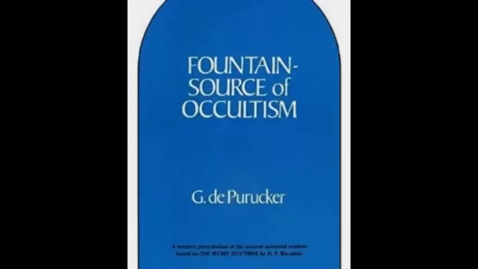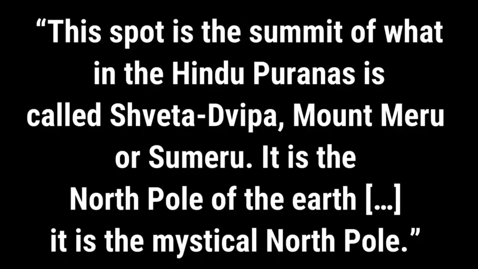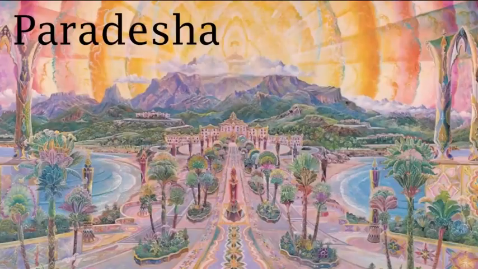In the fountain source of occultism, Paraka writes, this spot is the summit of what in the Hindu Puranas is called Shvetadvipa, Mount Meru or Sumeru. It is the North Pole of the Earth. It is the mystical North Pole. The Japanese spoke of the island of the congealed drop, which was placed at the North Pole. The Vedics called this land Paradisha.